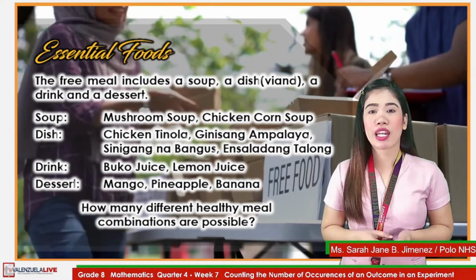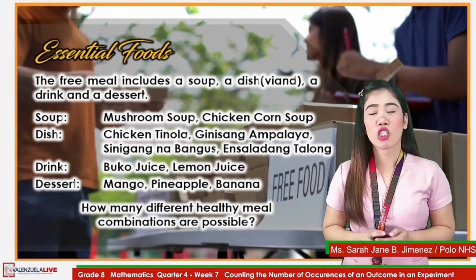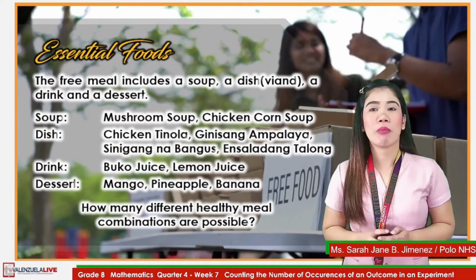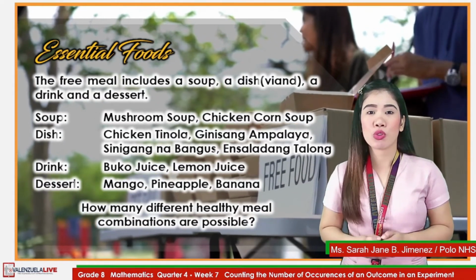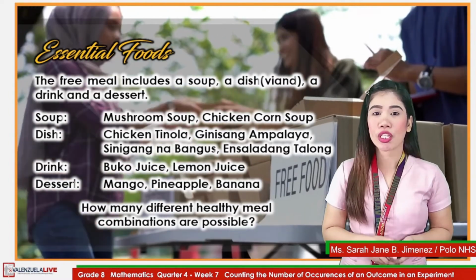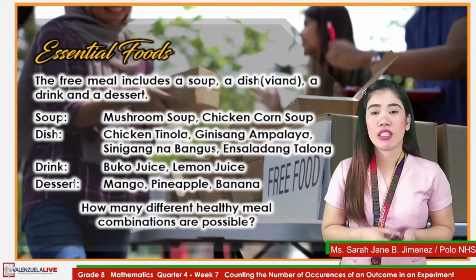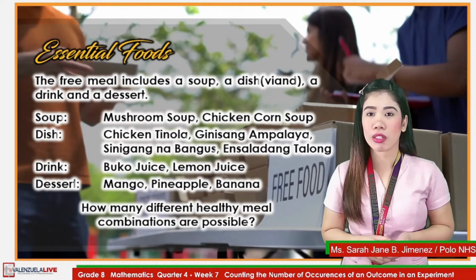For soup, they can have mushroom soup or chicken corn soup. For dish, the choices are chicken tinola, ginisang ampalaya, sinigang na bangus, and ensaladang talong. For drink, they have buko juice or lemon juice. And for dessert, they can choose from mango, pineapple, and banana. The question is, how many different healthy meal combinations are possible?